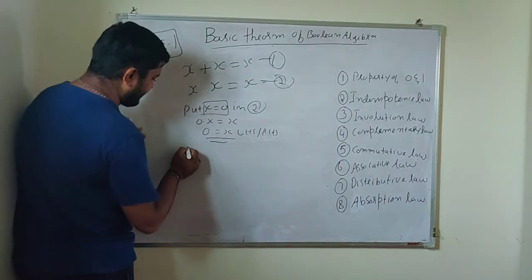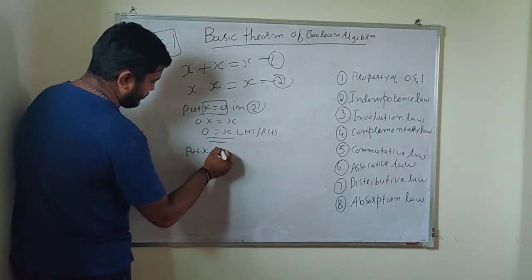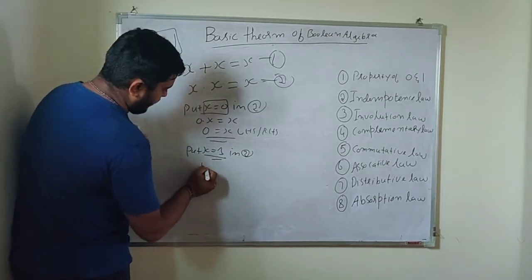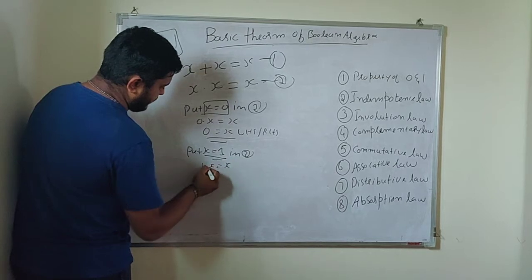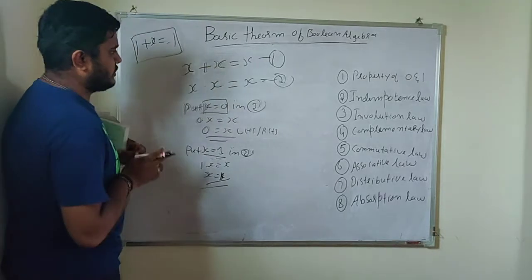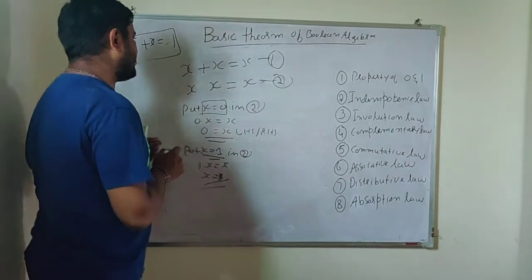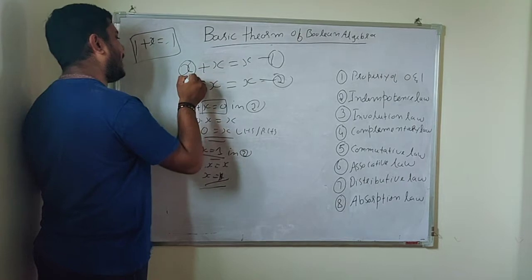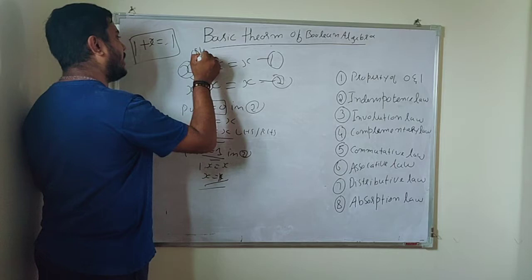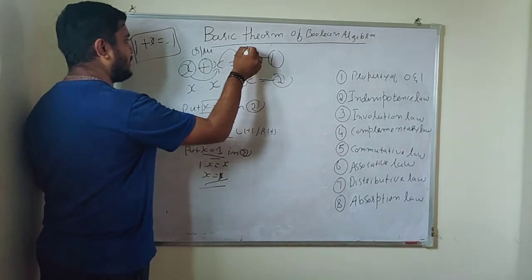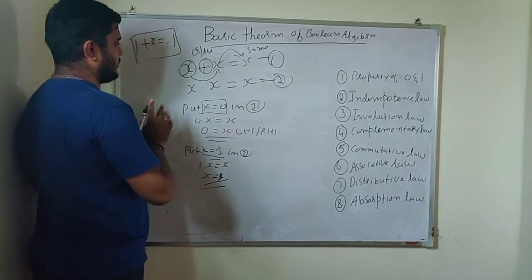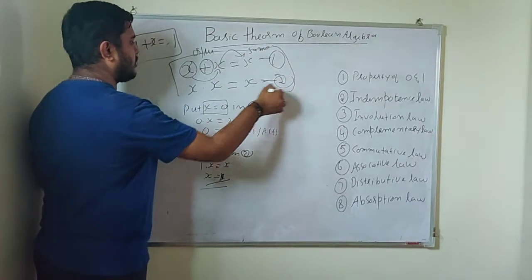Or you can put x equals 1 in 2. Put x equals 1, which means 1 into x is equal to x. So 1 times 1 is 1, x is equal to x. So this is satisfied, and this is how our independent law works. It states that a variable combined with the same variable using an OR gate symbol or an AND gate symbol gives the same value. This is the independent law statement.